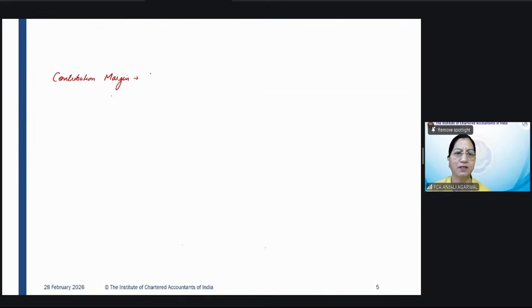This method is particularly relevant when fixed cost and variable cost both are given. I request all of you to be on mute, please. When both fixed costs and variable costs are given.